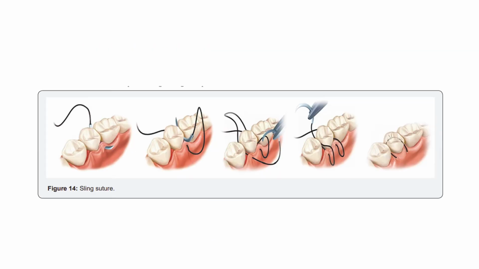This is what we call a sling suture, to hold the periosteum and the interdental papilla together.